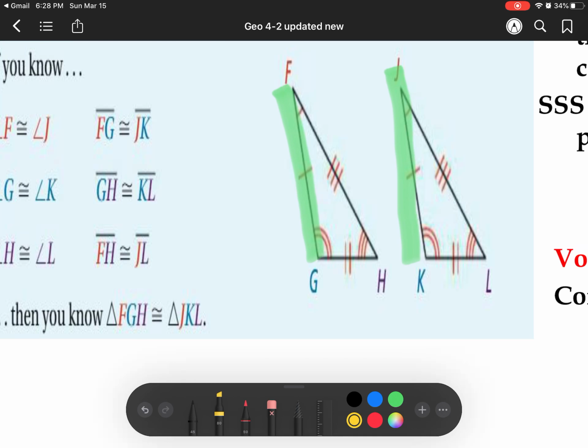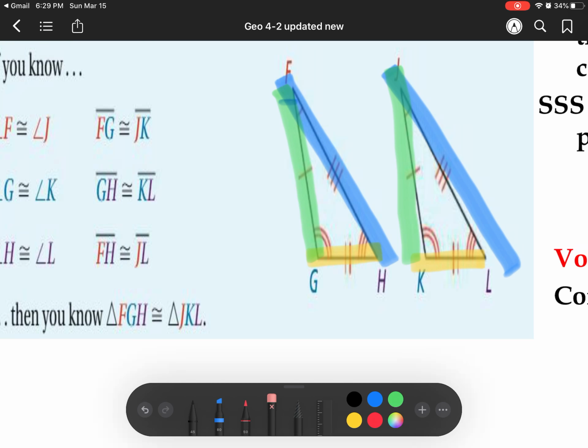GH is congruent with what? KL. Yes. And the third pair is JL is congruent with FH. And as I said before, it's okay if I say FH or HF, the way you want. In the pair itself, in the line segment itself, it doesn't matter. Now we finished the sides.